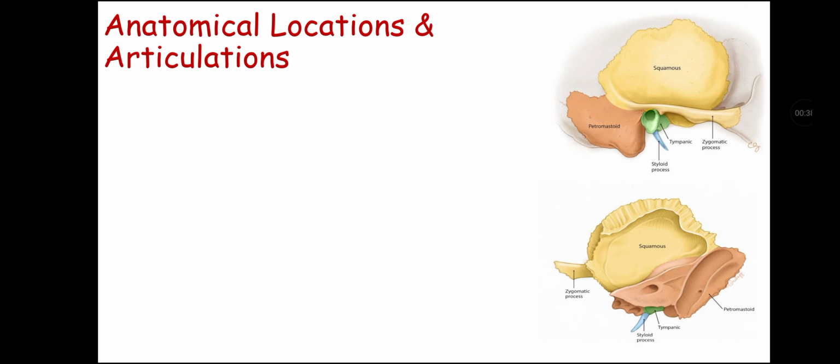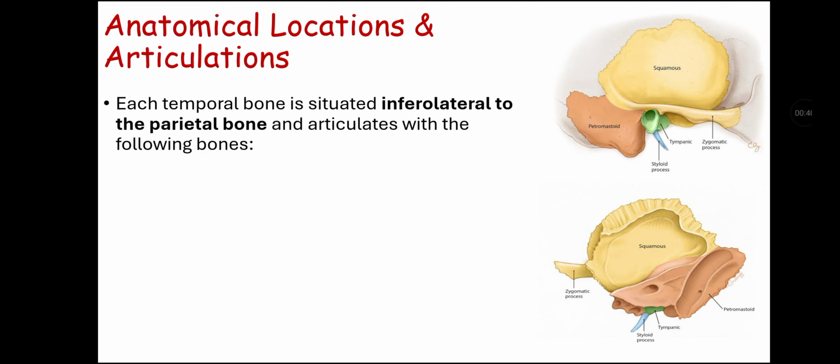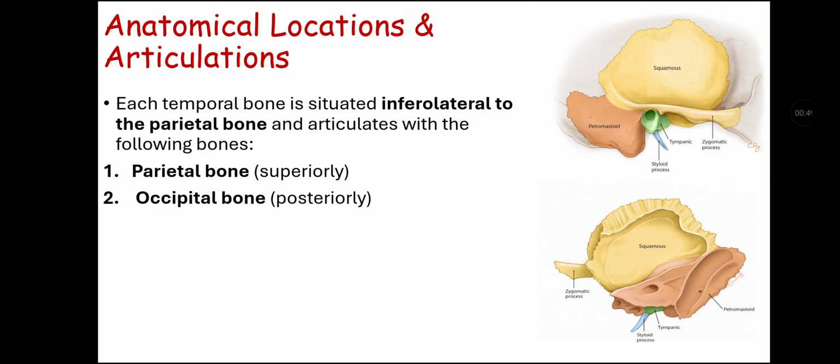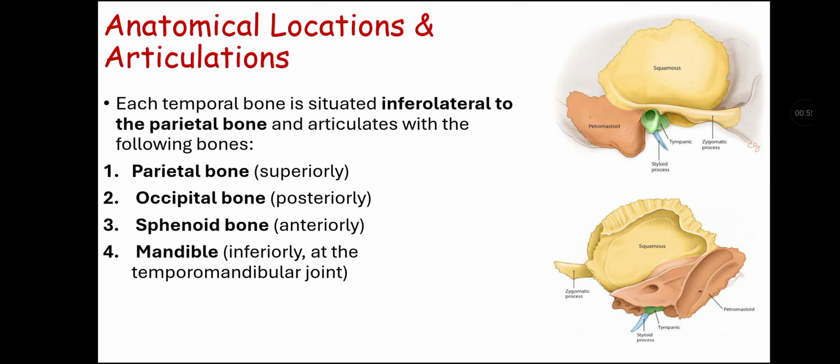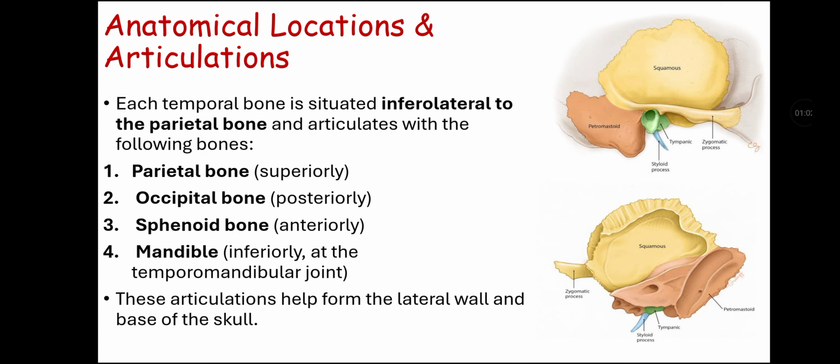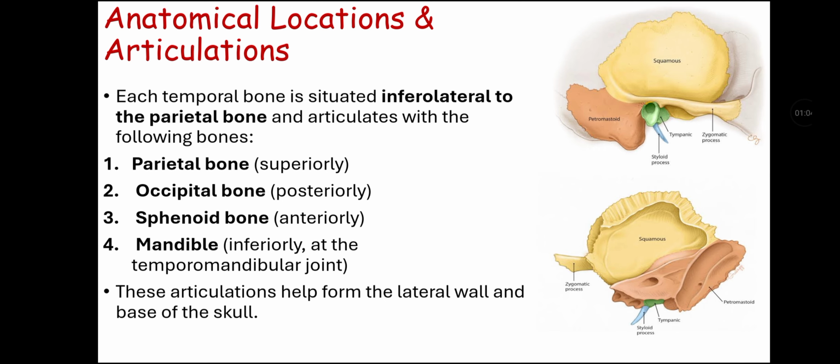Anatomical locations and articulations of temporal bone. Each temporal bone is situated inferior lateral to the parietal bone and articulates with the following bones, including parietal bone, as it articulates with the parietal bone superiorly. It articulates posteriorly with the occipital bone. It articulates anteriorly with the sphenoid bone. It articulates inferiorly with the mandible at the temporomandibular joint. And these articulations help form the lateral wall and base of skull.